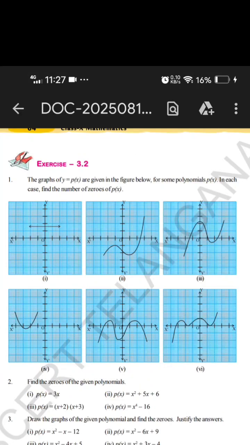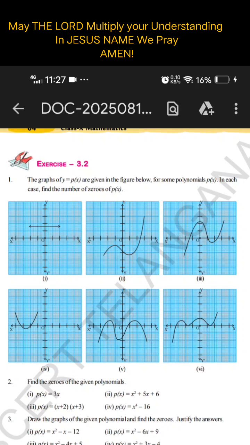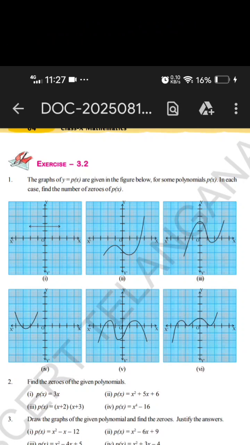If we check the third graph, the graph is intersecting the x-axis at 3 points. So the number of zeros will be 3. In the fourth picture, the graph is intersecting the x-axis at 2 points. So the number of zeros will be 2. And in the fifth picture, 1, 2, 3, 4, there are 4 points where the graph is intersecting the x-axis. So the number of zeros will be 4.